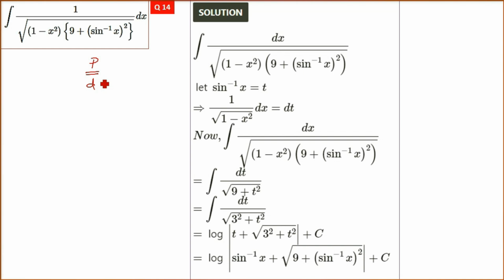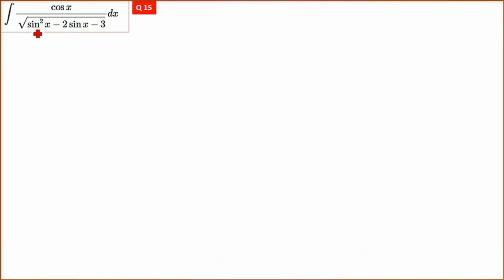For integration, the first precursor is differentiation. If you are aware of differentiation, everything will be easier for you. Now, cos x by under root sine square x minus 2 sine x minus 3. You know that the derivative of sine x gives you cos x, so you are going to get the numerator easily, and the denominator will form a quadratic equation. That quadratic equation can easily be converted into an easily integrable form.